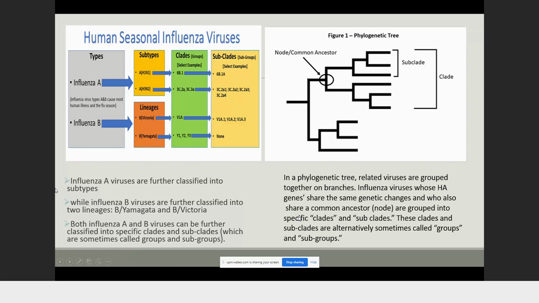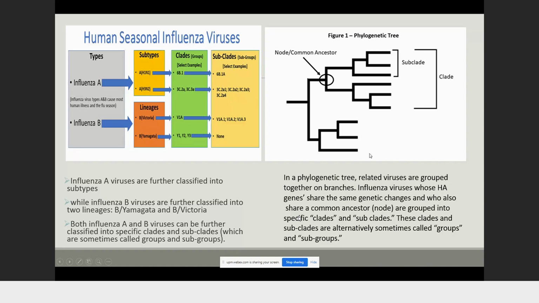Okay, so you can see here, influenza A is normally subdivided into subtypes. Subtypes, as I mentioned earlier, depend on how many H proteins and how many N proteins, and these subtypes are further subdivided into clades, and each clade is divided into subclades.